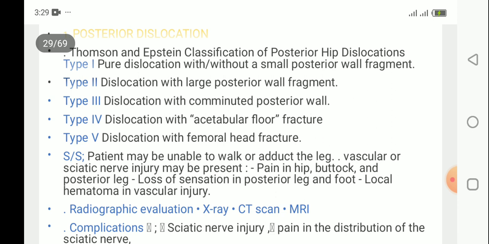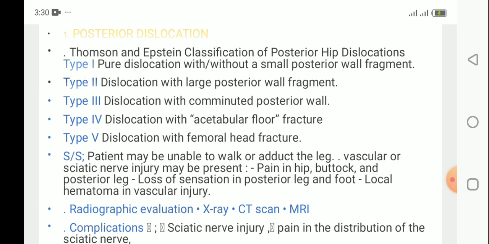Coming to posterior dislocation, it is classified into several types, that is type 1, type 2, type 3, 4 and 5. Here the dislocations are pure dislocation, dislocation with large posterior wall fragment, dislocation with comminuted posterior wall, dislocation with acetabular floor fracture, and dislocation with femoral head fracture.